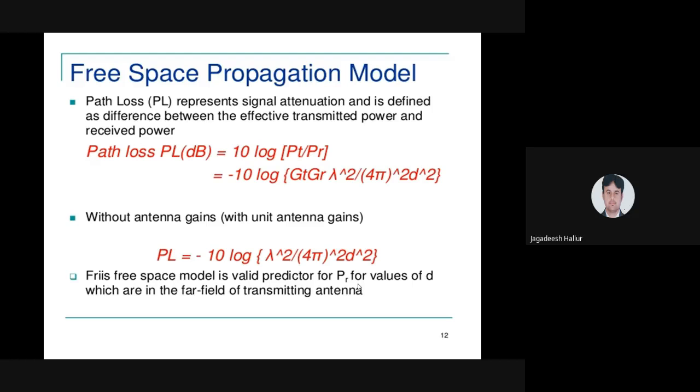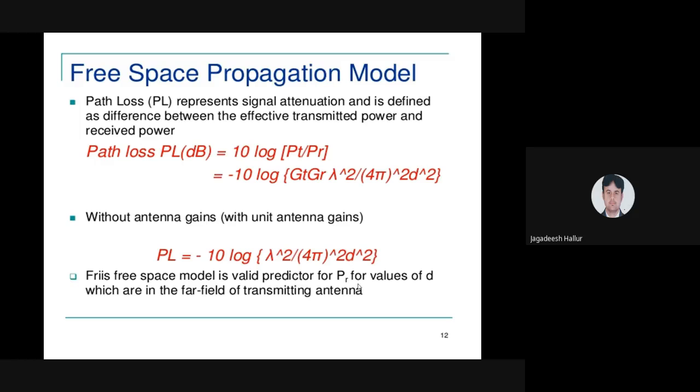PL in dB is equal to the formula for this path loss. PL in dB is equal to what? Minus 10 log of GT GR lambda square divided by 4 pi square into d square.